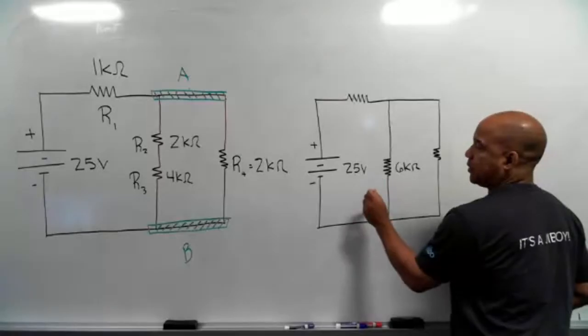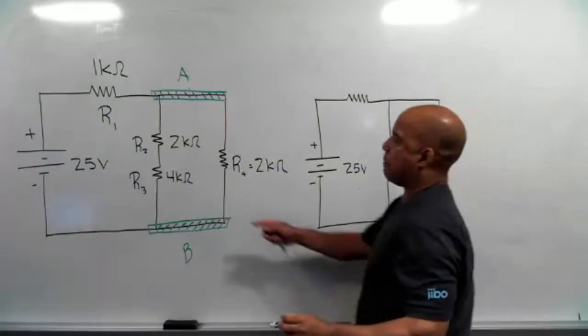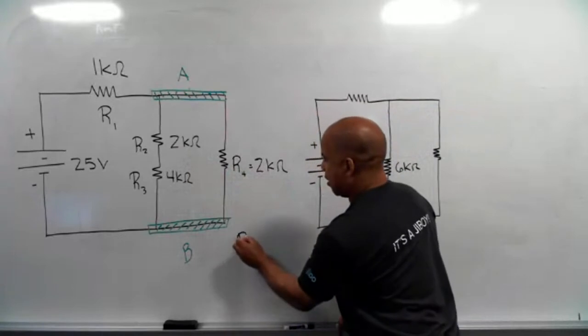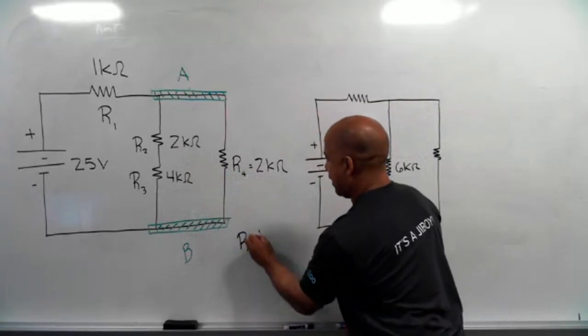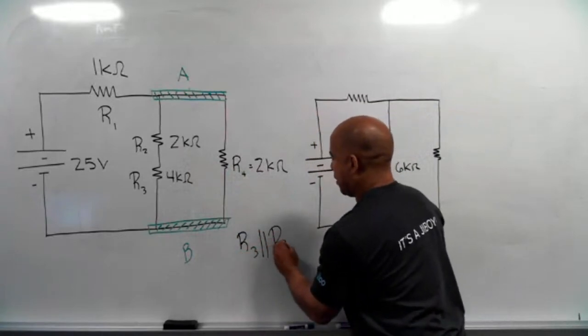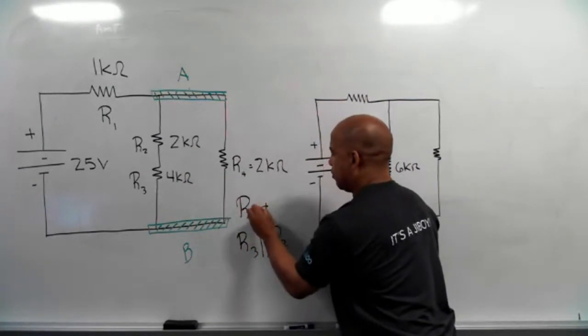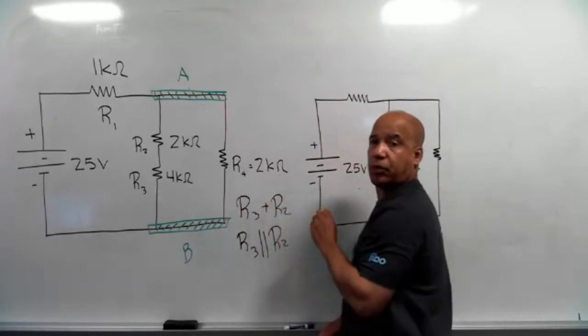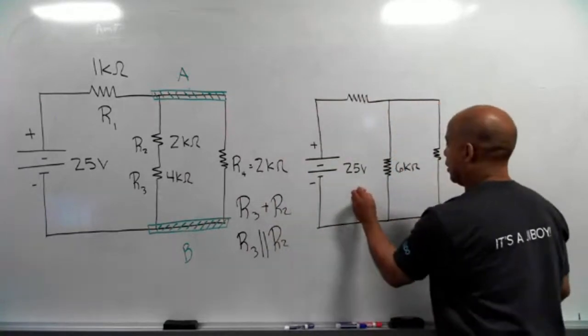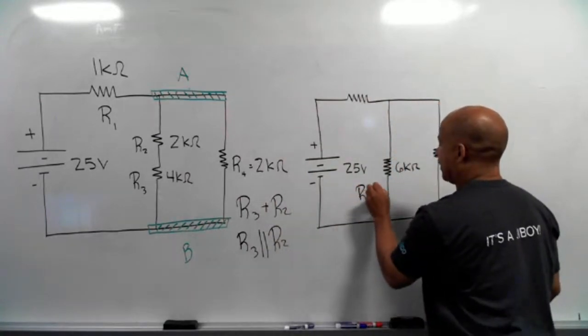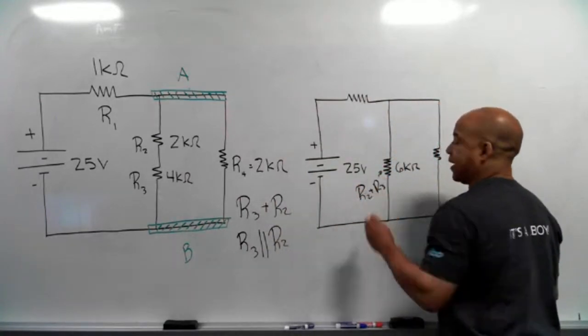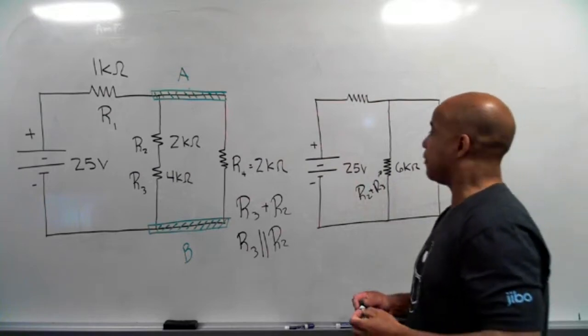And I'm going to name this resistor. If they were in parallel, I would name them R3 parallel R2. Since they're in series, I'm going to name it R3 plus R2. So this is R2 plus R3. That's how I got that. So you want to put that information there.